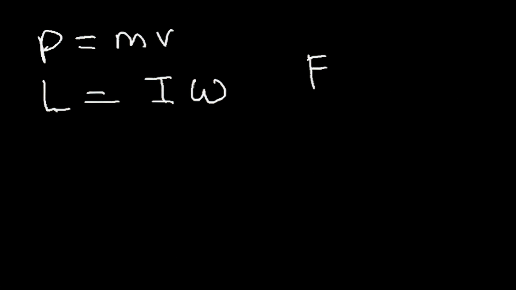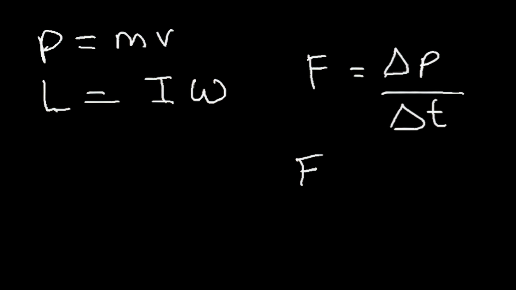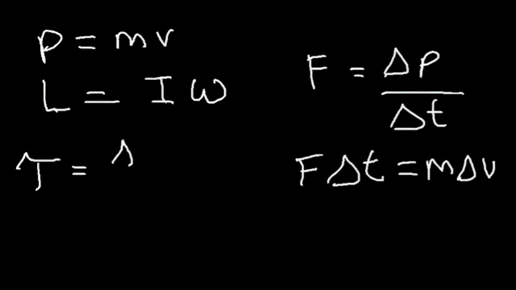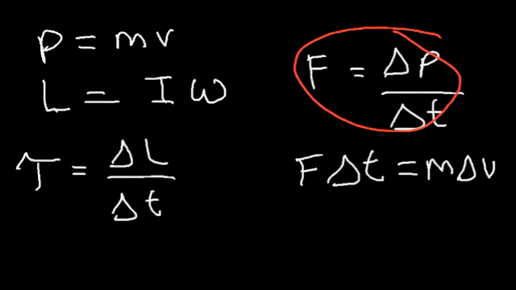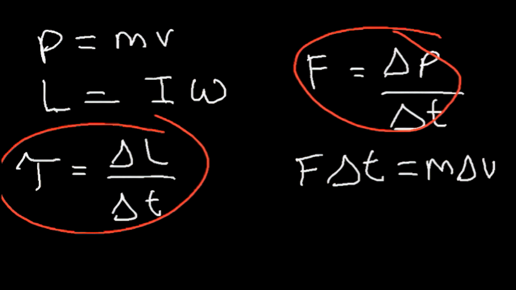Now, force can be described as the rate of change of momentum divided by the rate of change of time. Perhaps you're familiar with the impulse momentum theorem. Force multiplied by time, which is impulse, is equal to the change in momentum, which is mass times change in velocity. It turns out that torque is the rate of change of angular momentum over time. So as you can see, these two equations are very similar.